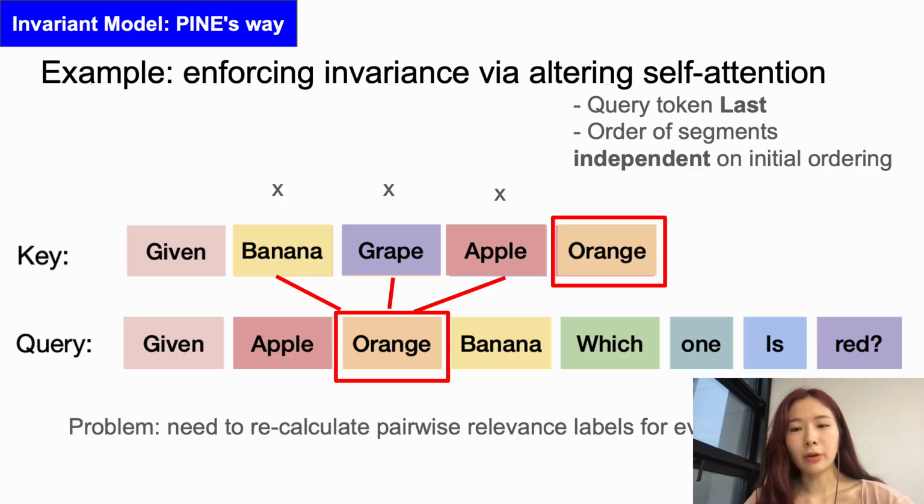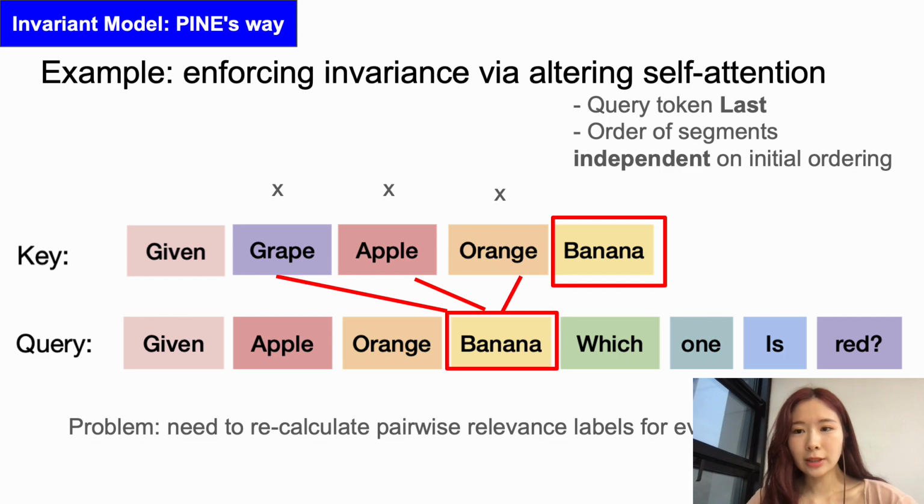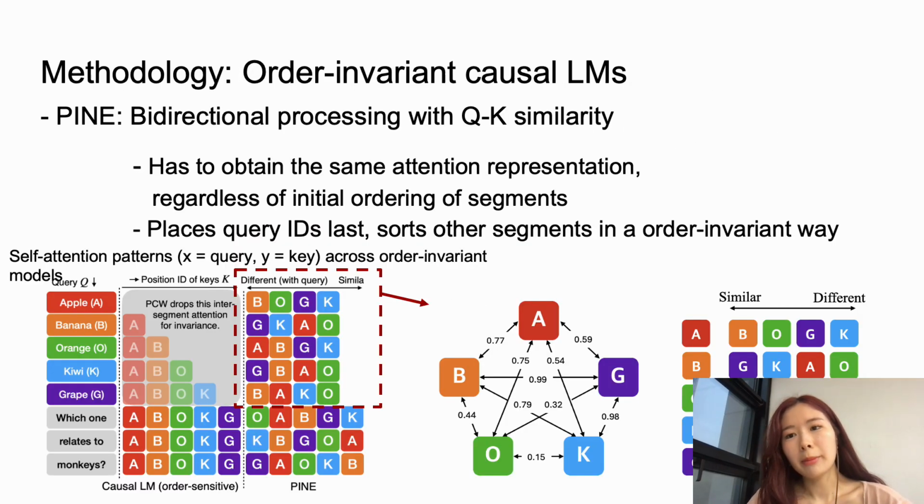This is repeated for all query tokens. However, this introduces some problems since we need an additional step to recalculate pairwise labels for every token. So, to sum up, Pine assigns the query segment to the end of the sequence, then orders remaining segments by similarity, which is computed by attention without positional IDs.